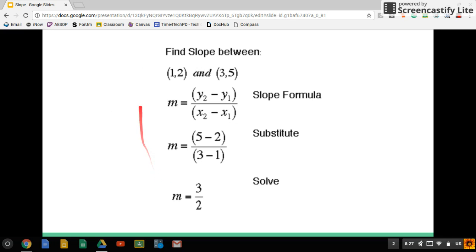Here's another example. We have the points 1, 2, and 3, 5. Here's our formula, y2 minus y1 over x2 minus x1. We're going to call the first point x1, y1, and the second point x2, y2. So if I substitute those values in, I have 5 minus 2 over 3 minus 1 right here. And then you just solve. 5 minus 2 is 3. 3 minus 1 is 2. So the slope of these 2 points, or the slope of the line with these 2 points, is 3 over 2.